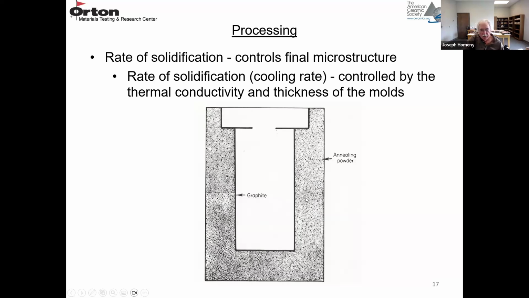So this is what a mold would look like. The inner lining here, this thin black line, that's the graphite. So there's graphite plates here forming the mold. And then there's an annealing powder that surrounds the graphite. That's your insulation. And then the final line here is a metal shell. So there's a metal shell, an insulating powder, and then the graphite mold material.